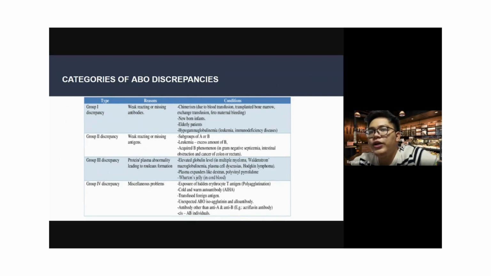Next, group 4 discrepancy naman is miscellaneous problem. So, kung ano-ano na to, bukod dun sa tatlong nabanggit ko. So, exposure in hidden erythrocyte T antigen, polyagglutination, ibig sabihin sobrang agglutination, dapat hindi. Cold and warm autoantibody, AIHA. What do you mean by AIHA? This is your autoimmune hemolytic anemia.